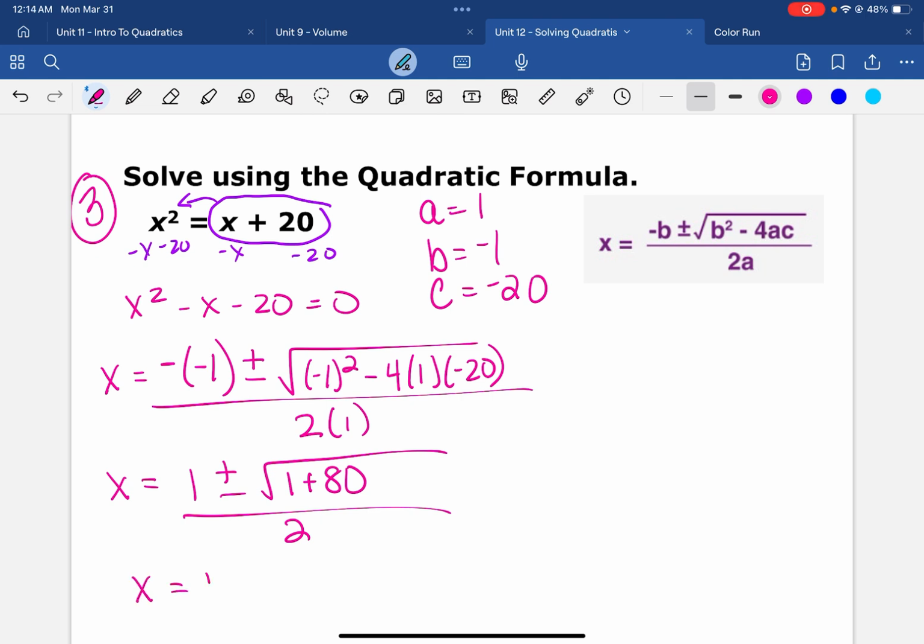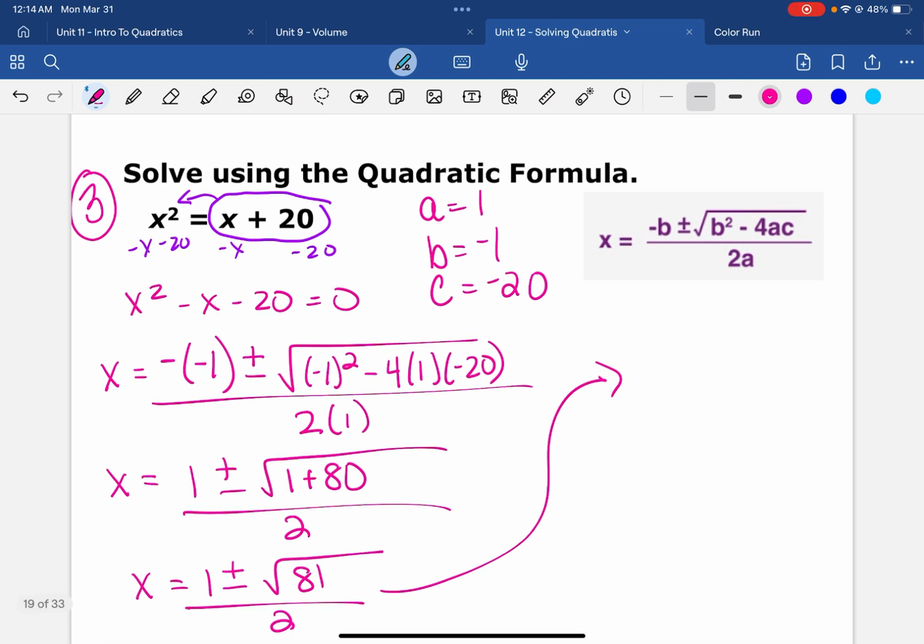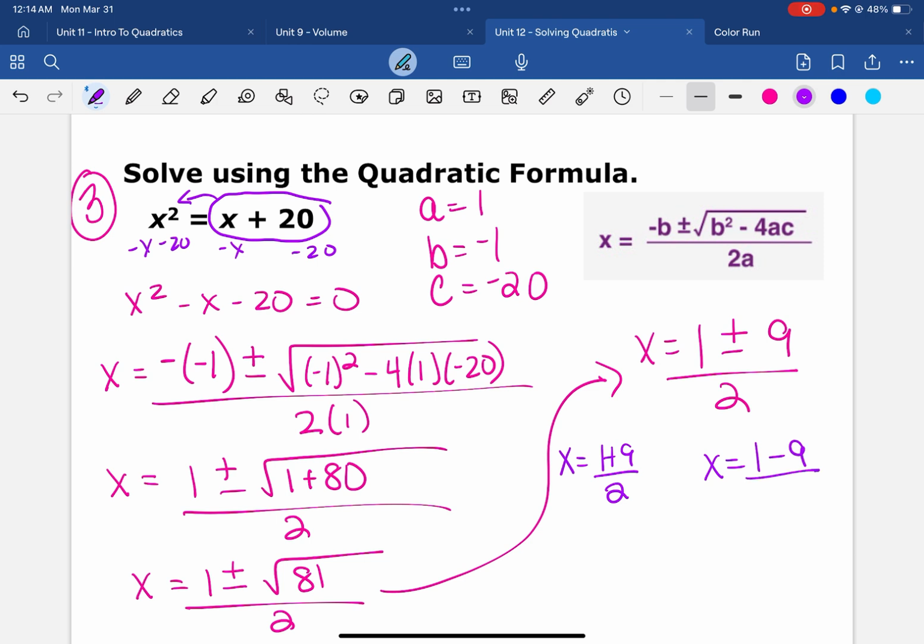Now we can keep combining terms underneath the radical. So x is equal to 1 plus or minus the square root of 81 over 2. Do you recognize that perfect square? I hope so. So we have x is equal to 1 plus or minus 9 all over 2. I've got the plus 9 and the minus 9, so I'm going to have to break this down into two equations. So x equals 1 plus 9 over 2, and x equals 1 minus 9 over 2.